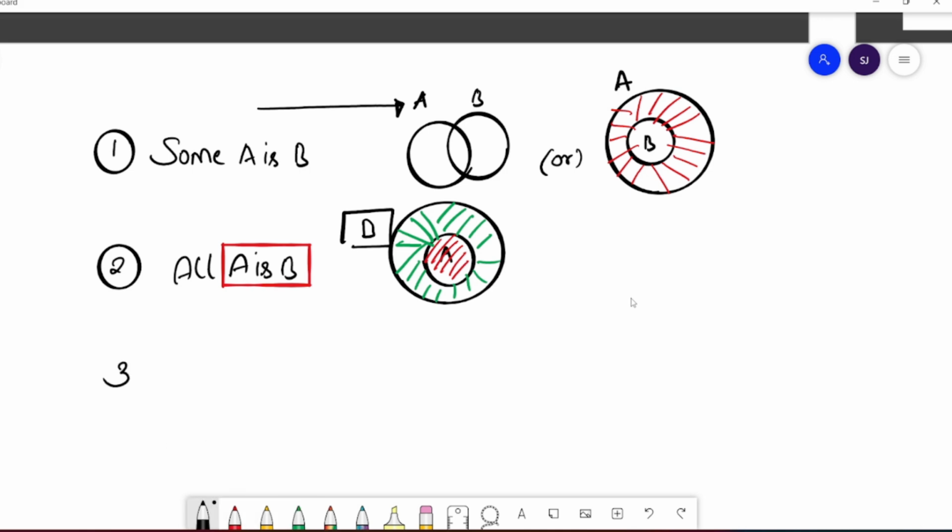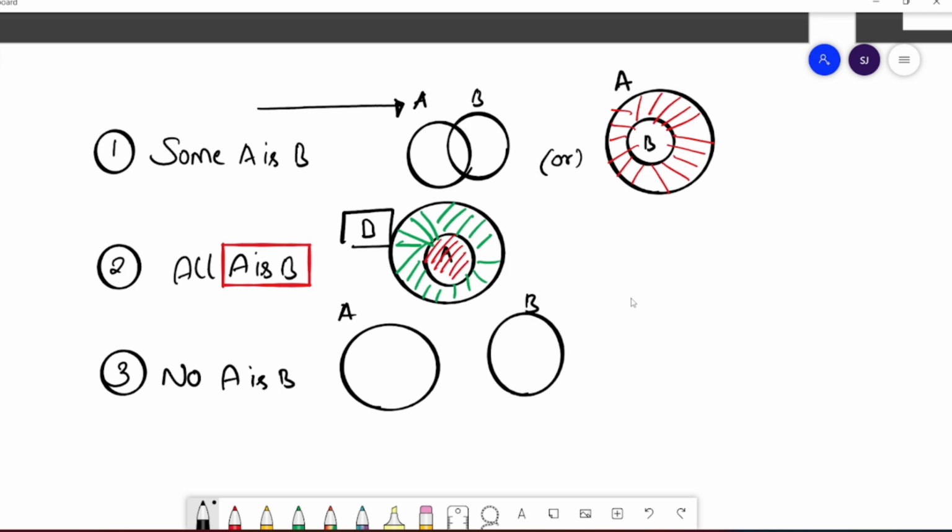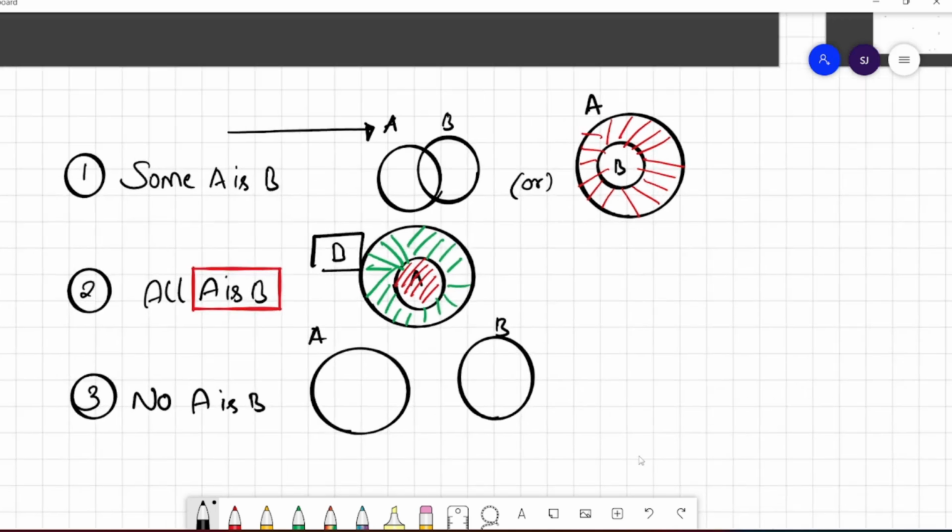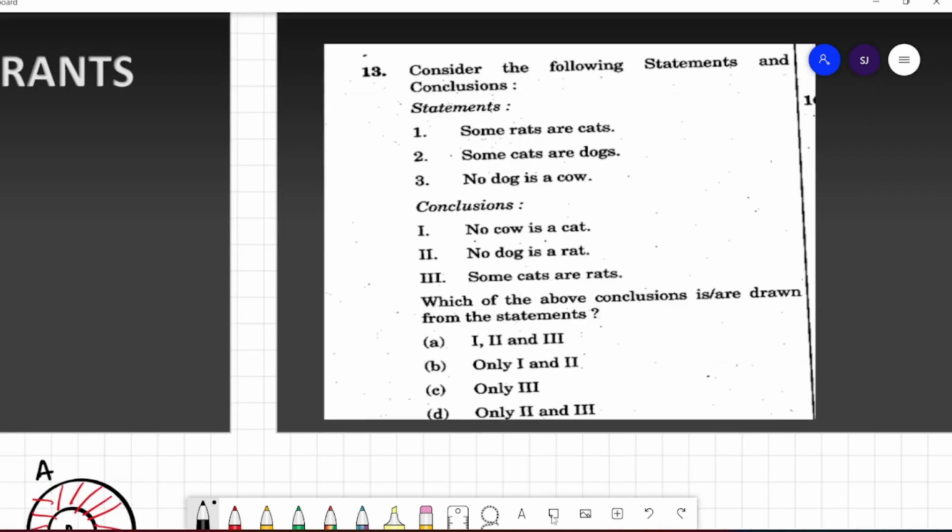And the last thing that you should know is no A is B. When something is given like this, it means that A is here and there is no connection with B. So if you know these three principles, for a start, we can very well do the CSAT portion. And if you think about it, we'll go one by one.